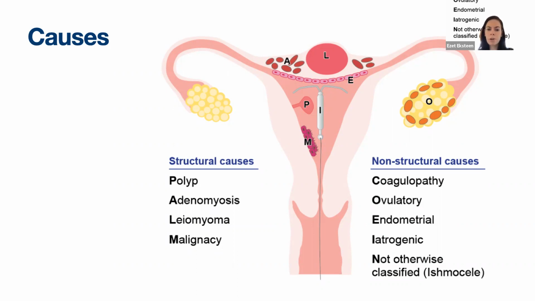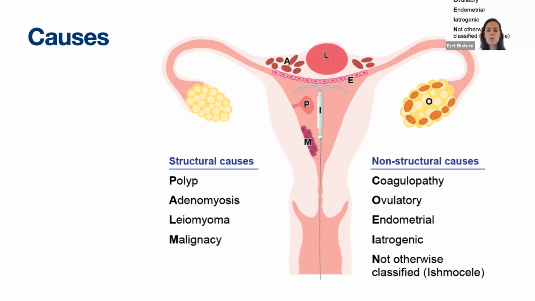So we can briefly divide it into two major groups, structural and non-structural causes. Structural causes are anything where there is abnormality in the anatomy or where there is tissue in a place where it's not supposed to be. So anything that can disrupt the normal anatomy. Here the P stands for polyps, A for adenomyosis, the L for leiomyomas or fibroids, and the M stands for malignancies.